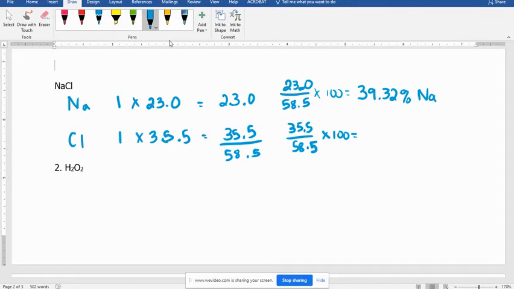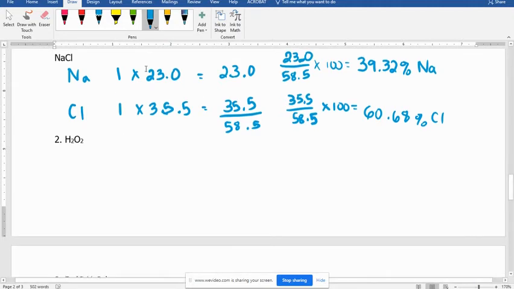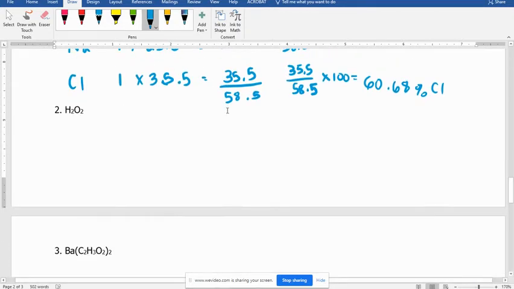And this one ends up being 60.68%. And that's chlorine. Now, as a good double check, you should always add these up at the end, and they should come out to be about 100. Okay, if they don't, then you messed something up.